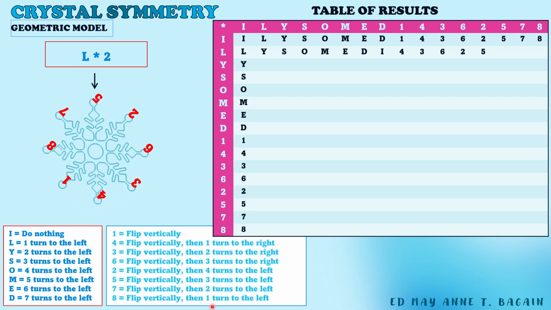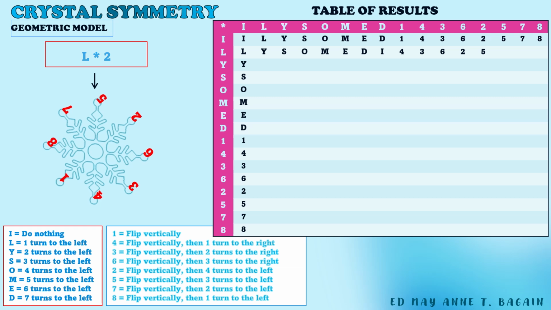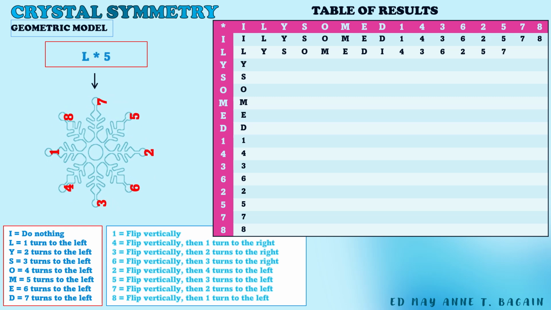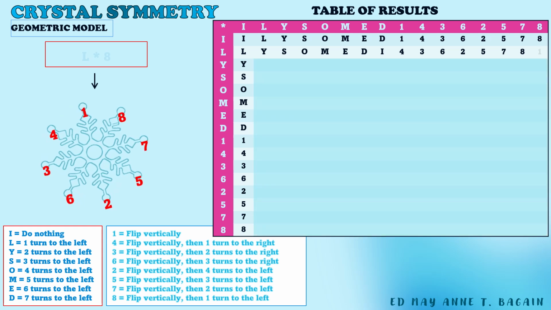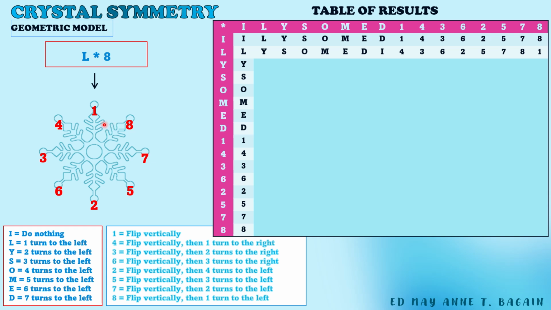And then 3 turns to the left, it would be 7, 8, 8 for the 7. 7 turns to the left. And then lastly, if we rotated it, the 4, we rotated it to the left. Okay, we will be having 1. If 4 is here and then we turn it to the left, 1 turn to the left or counterclockwise, we'll be having the 1. And that's it.